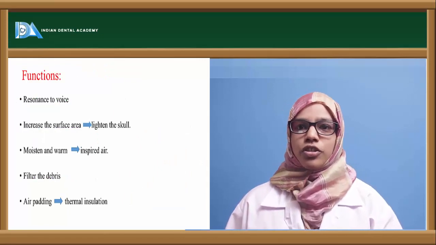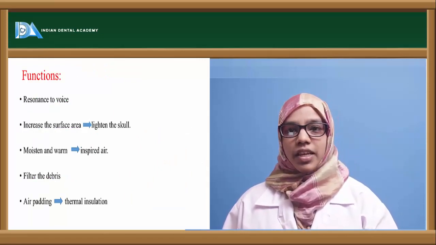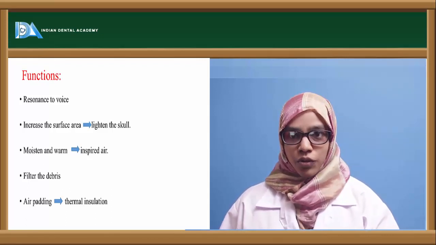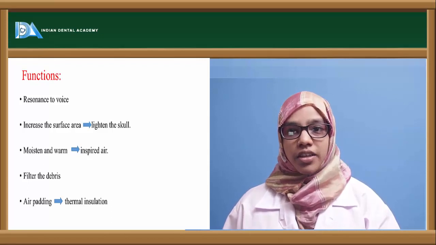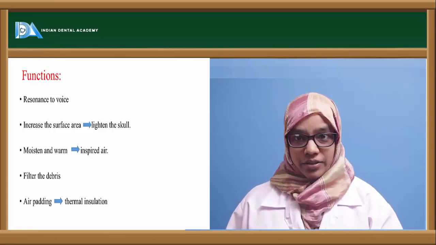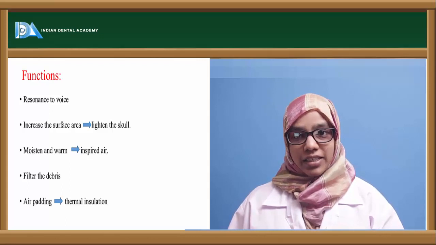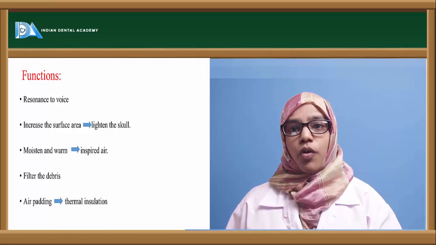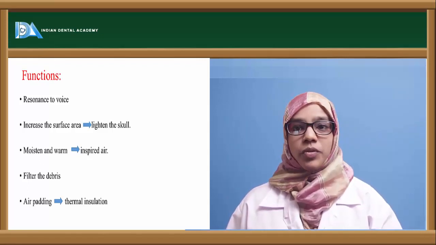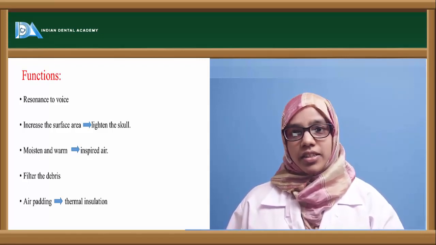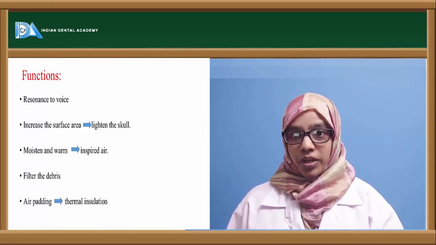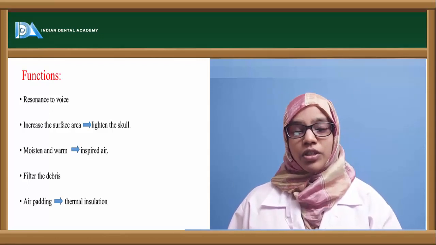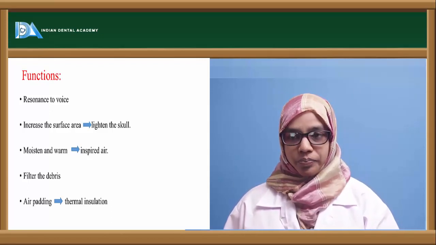Let's move on to the functions of maxillary sinus. Maxillary sinus provides resonance to your voice, that is, it gives a specific characteristic to your voice. It increases the surface area, thus making the skull lighter. At the same time, maxillary sinus moistens and warms the inspired air. Along with that, it removes all kinds of debris and microorganisms from the inspired air. These maxillary sinuses are present in front of the forebrain and the olfactory region. Thus, they provide an air cushion or a padding effect to the vital structures and preserve them.